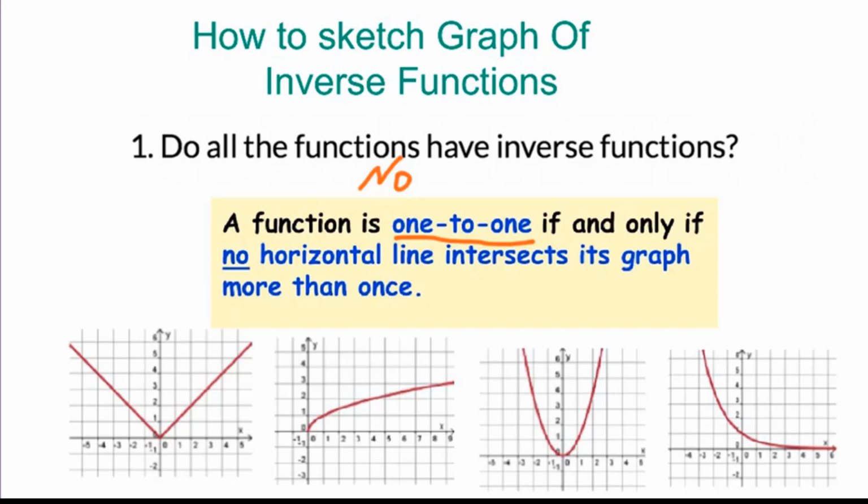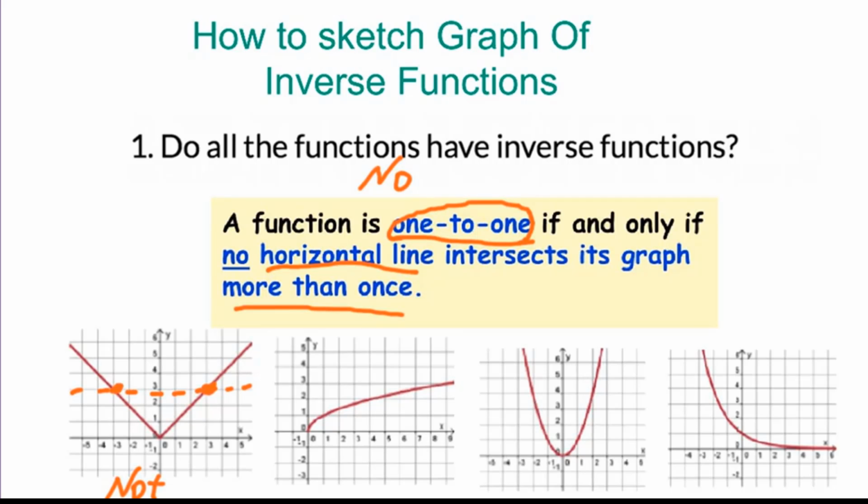We use a horizontal line test. If no horizontal line intersects its graph more than once, we call this a one-to-one function. For example, look at the first graph. We know this is an absolute value function. When we draw a horizontal line, it intersects the graph twice. So it's not a one-to-one function.